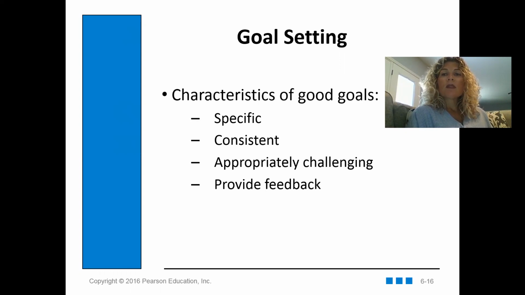All right, so those are some things that we want to think about when we are goal setting, making sure that they're SMART goals, it's a two-way conversation, and that it's a continuous process.